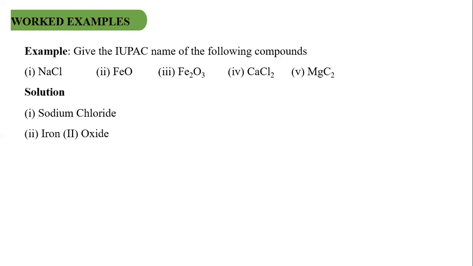Now, look at the second one. FeO. I see Fe, that's iron. I know that it is an element that shows variable oxidation states. So I have to calculate its oxidation number. I have to find out what its oxidation number is.